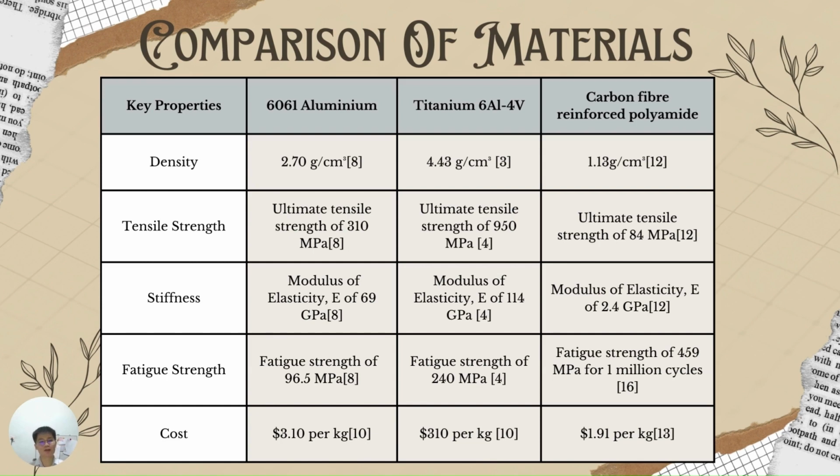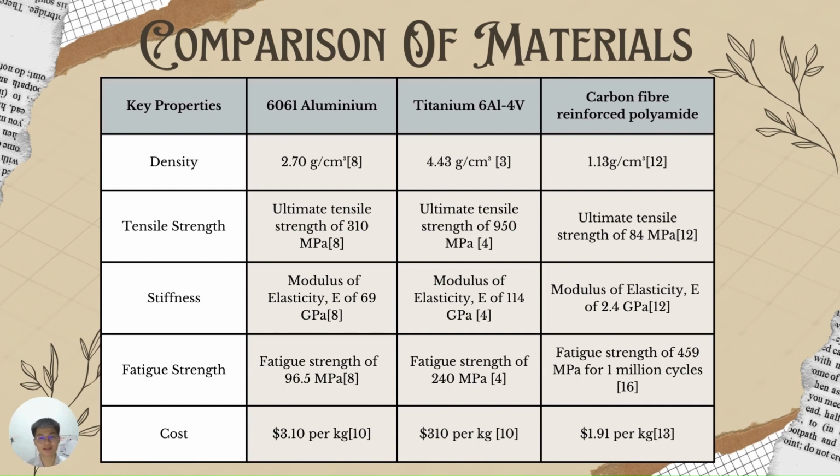So the titanium alloy that we've chosen is titanium 6Al-4V, or we refer to it as grade 5 titanium. It is one of the most used titanium alloys in manufacturing, and it is comprised of 90% titanium, 6% aluminum, and 4% vanadium.